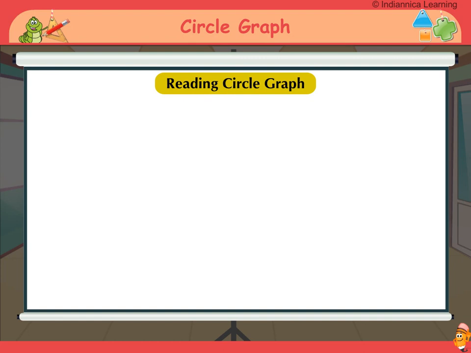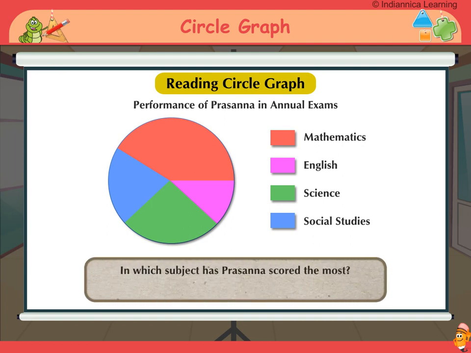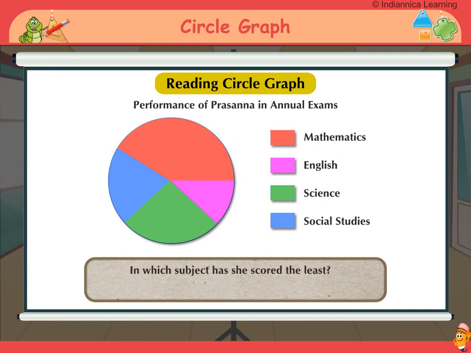Now, let us learn to read and interpret the data presented in the form of a circle graph. This circle graph shows the performance of Prasanna in annual exams. Can you tell in which subject Prasanna has scored the most? Yes. Prasanna has scored the most in mathematics. In which subject has she scored the least? Yes, she has scored the least in English.